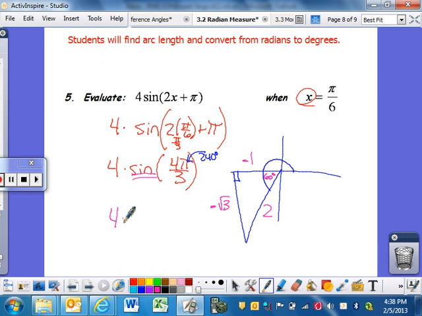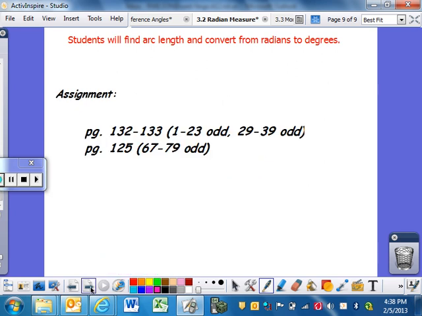So I have 4 times negative square root of 3 over 2. And now if I multiply these together, 2 goes into 4 2 times, and I end up getting negative 2 times the square root of 3. And it's just a math problem where you just got to figure out what you're looking for. Alright, so this one was all about figuring out what your angle is inside, making the connection so you can draw your picture, and then doing everything we've done in the last 2 chapters.